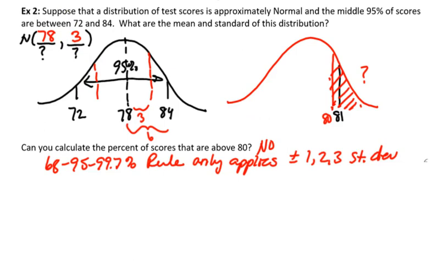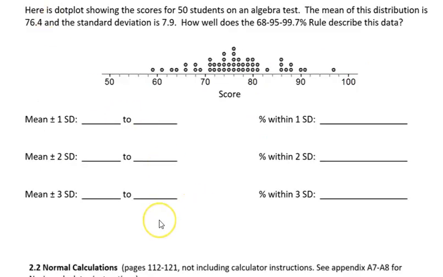Okay, let's look at one more thing before we end this. We looked at a perfectly curved distribution. We said this is true for any normal distribution, but what if we have real data? How well does the 68, 95, 99.7 rule describe this data? We can see that we could use a normal model to approximate this data. It looks like a fairly normal curve here. The mean of the distribution is 76.4 and the standard deviation is 7.9. There are 50 students, so there's 50 dots here, making it easy to count.